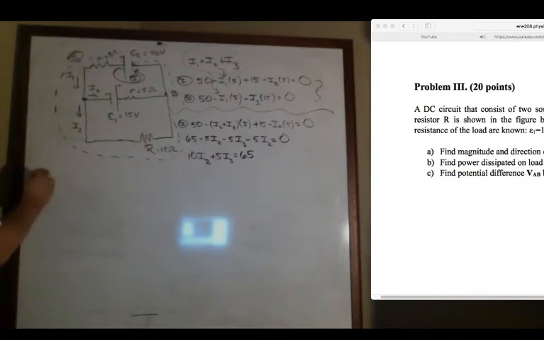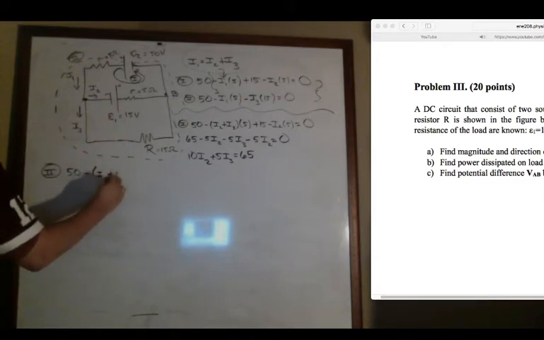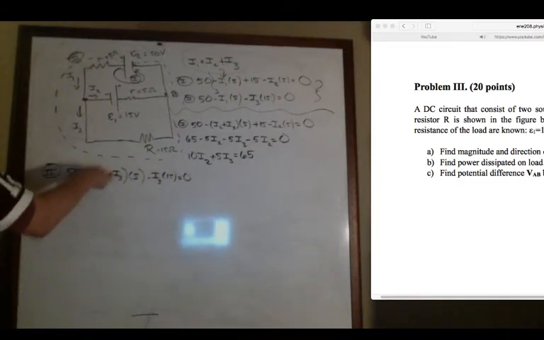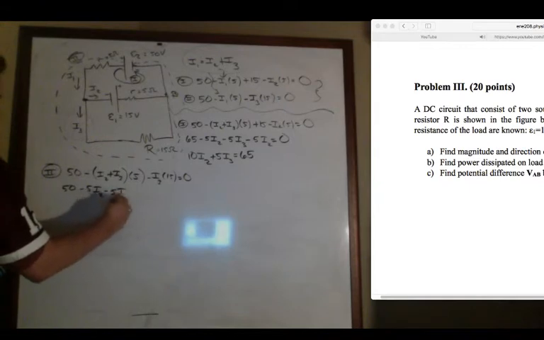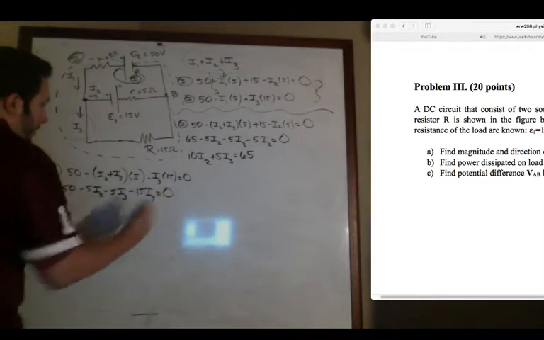So coming over here, let's do the quick math to do loop 2. Loop 2, this is going to be 50 minus my I1, I'm changing to I2 plus I3, times 5. Then I've got minus I3 times 15 is equal to 0. I'll distribute that negative 5 into there. So 50 minus 5I2 minus 5I3 minus 15I3 is equal to 0.